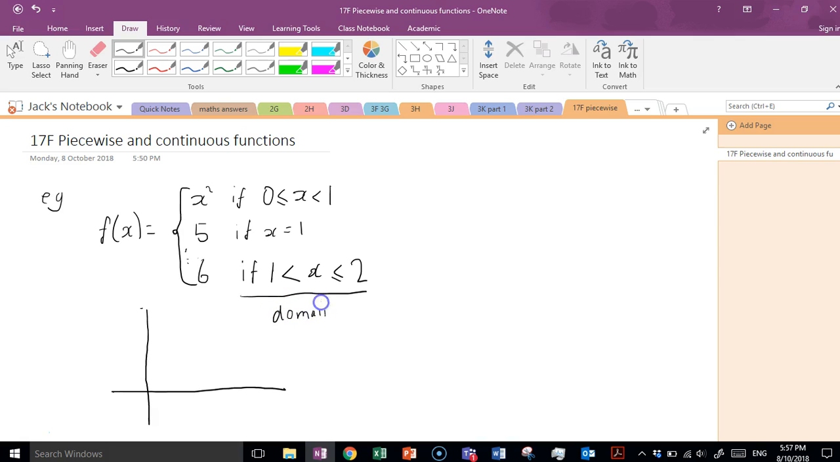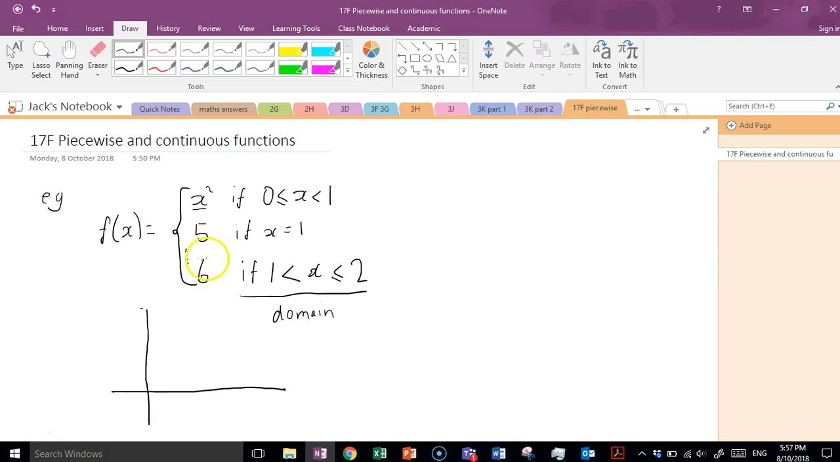So between 0 and 1, f of x is equal to x squared, so that's the kind of graph it is, which would be a parabola. If x is equal to 1, f of x is equal to 5, and f of x is equal to 6 between 1 and 2.